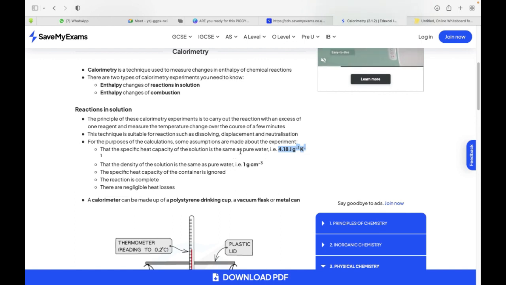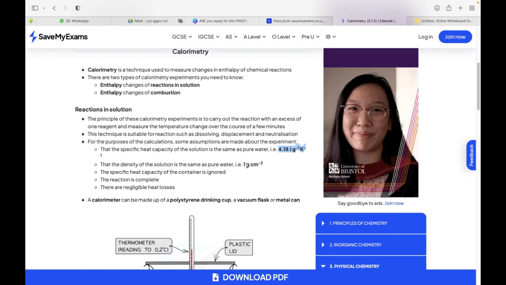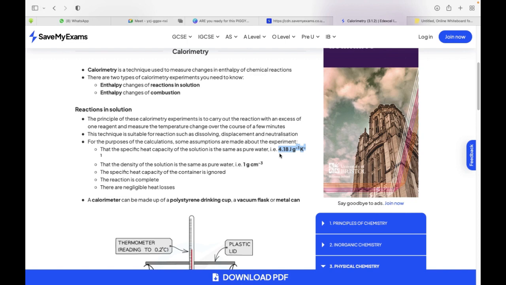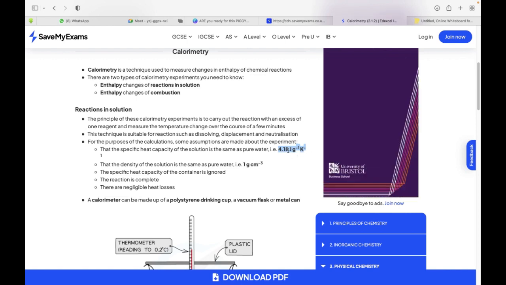Another assumption we quickly make in carrying out this experiment is the density of the solution, which we also don't know exactly. So we assume it to be the same as the density of pure water, and that is 1 gram per centimeter cube. Or more specifically, you can say 1,000 kilogram per meter cube.